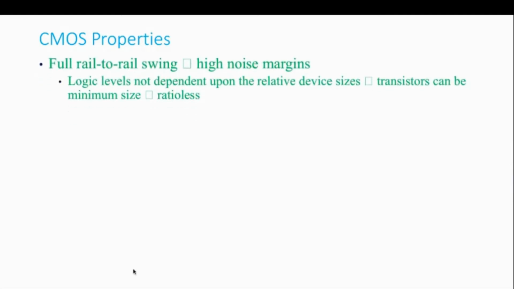So before we get into detail, I would like to discuss some of the properties of CMOS that make CMOS a favorable candidate in the era of VLSI. So in CMOS, we talk about the first advantage, that it gives you full rail to rail swing. So what does this term mean? Full rail to rail swing.